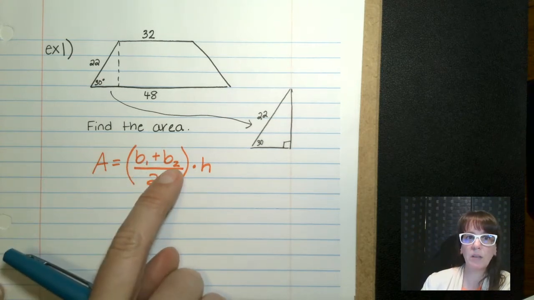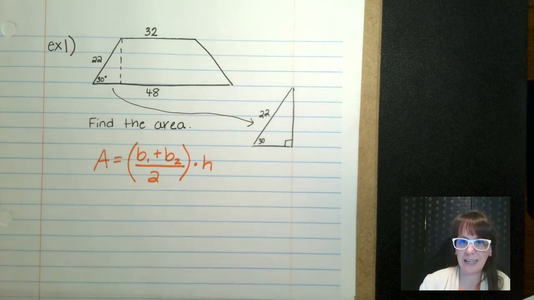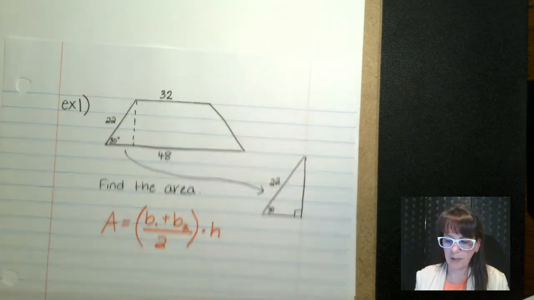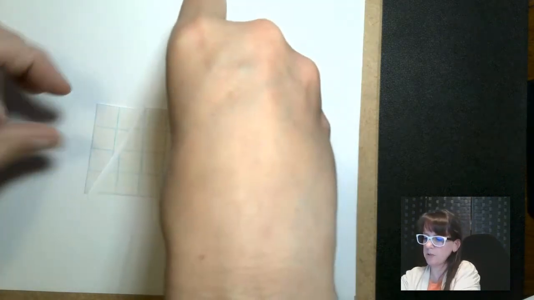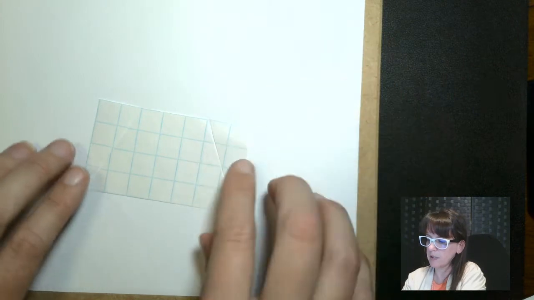You do the base 1 plus base 2 divided by 2 times the height. Okay, really quick, I want to back up and just talk about the area of a trapezoid. So here's a trapezoid here, okay? I know these squares are a little bit difficult to see, especially because I have it on white paper.